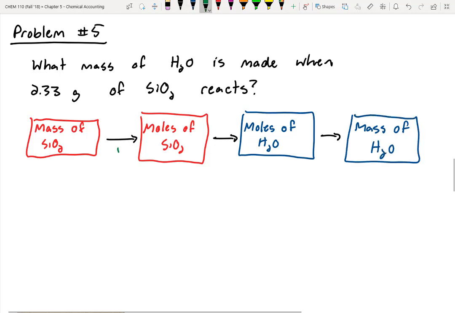So this first step, what will we need to know? We need to know molar mass of silicon dioxide. This next one, in order to go from moles of one reagent to moles of another reagent, you need to know the ratio of coefficients from the balanced reaction.